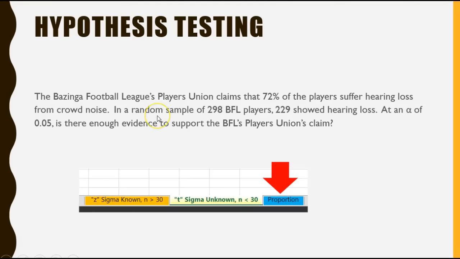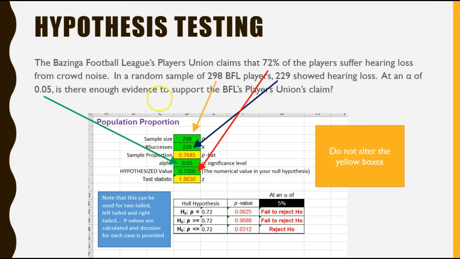Now, on the hypothesis testing spreadsheet, we're going to go down to the tab that says proportion. At this point, we are going to enter our information. The proportion hypothesis testing sheet is a little bit different. I put in my sample size, 298. Number of successes is the number that actually showed hearing loss. In this case, it's not necessarily a success to have hearing loss, but it is what you're counting. So 229 out of 298.